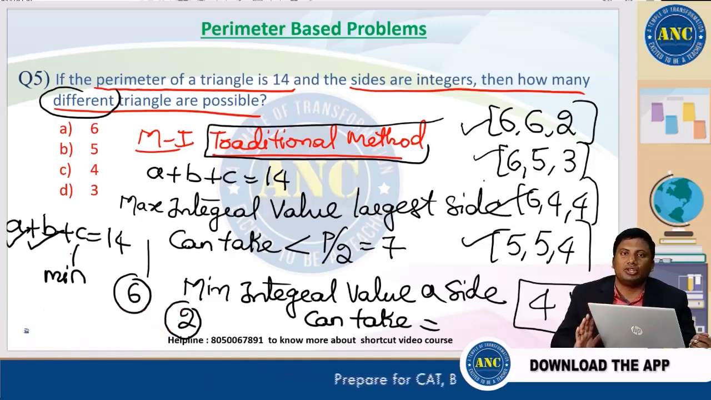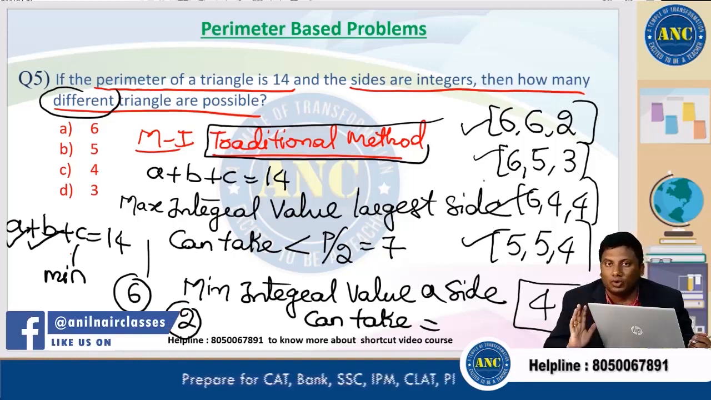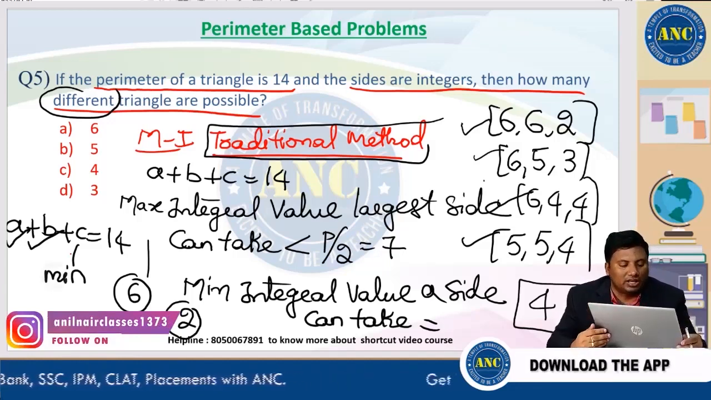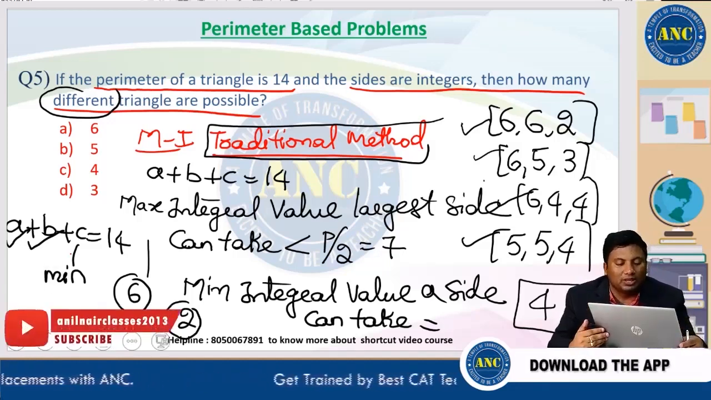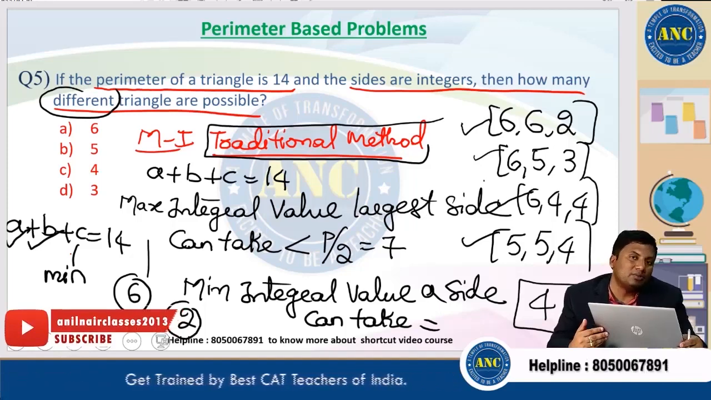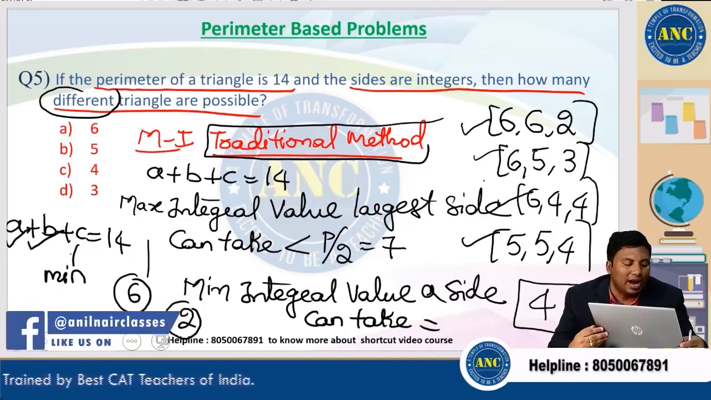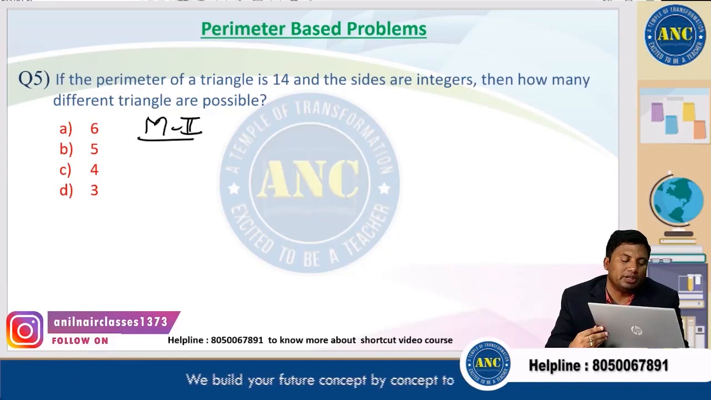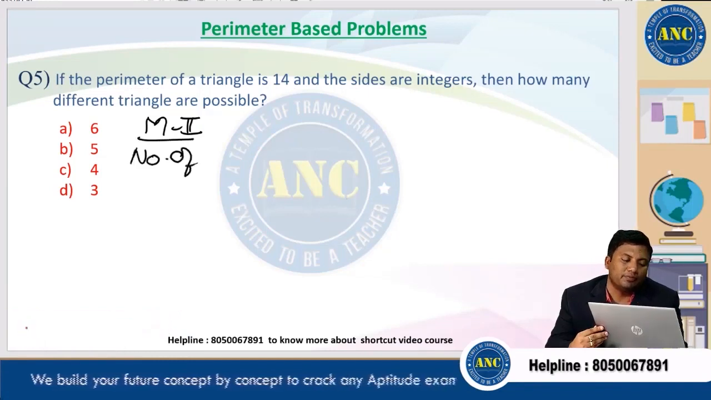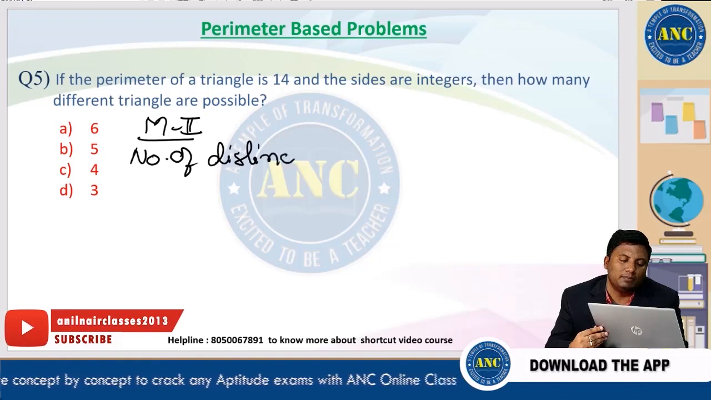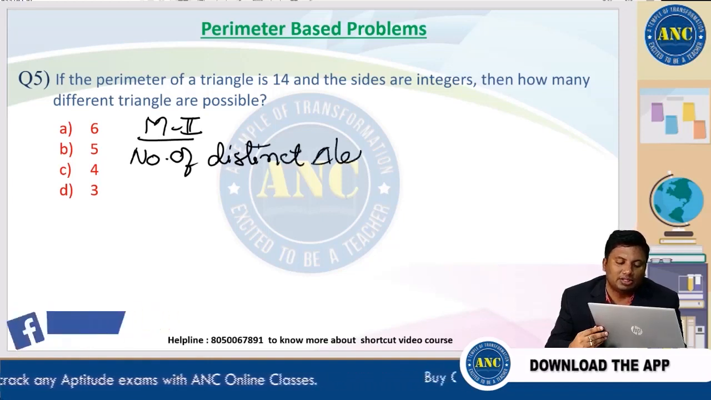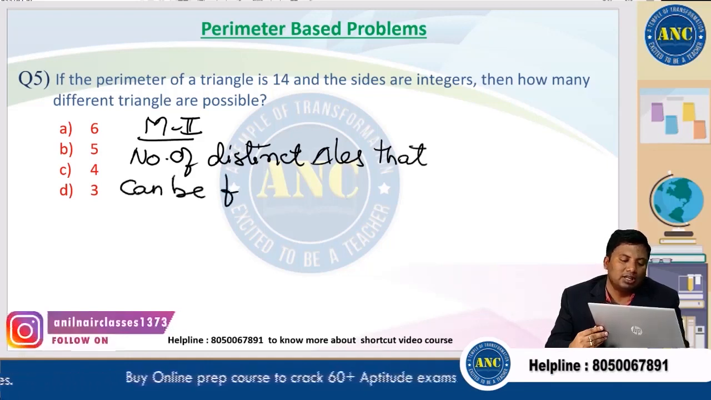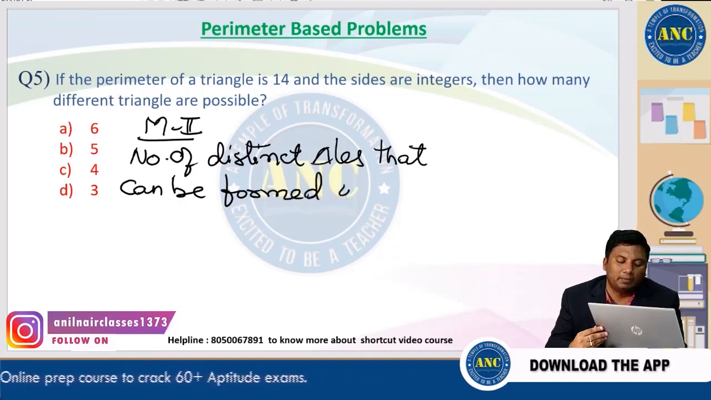There is a famous scientist who gave a direct notation which will help you to derive the answer, right? His name is Manuel, right? We will directly use that one. Please write down method 2. Method 1 is a traditional method, finding out the maximum integral value and the minimum integral value and substituting it. Method 2. Number of distinct triangles that can be formed with perimeter P.